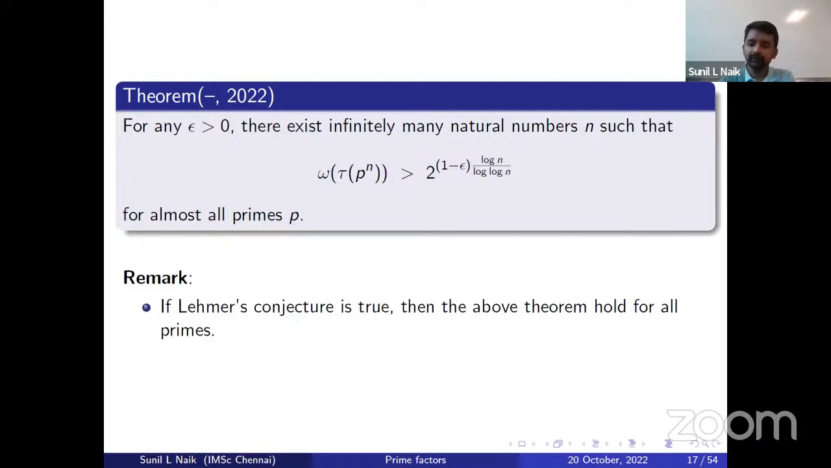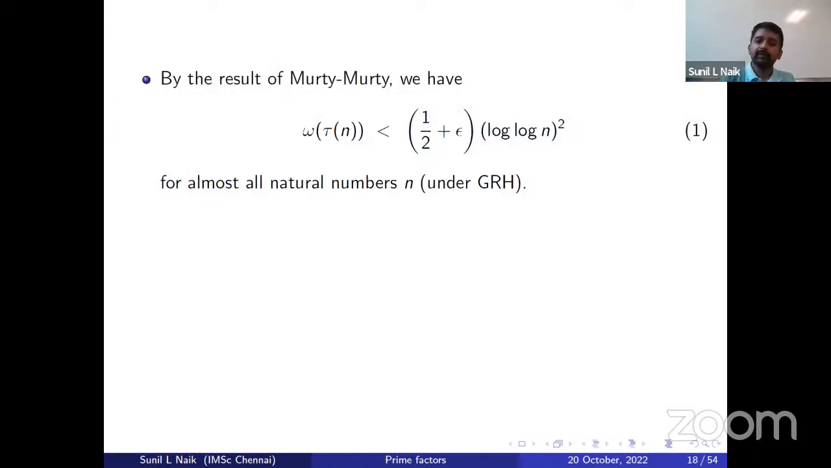The above theorem holds if the lemma conjecture is true; then the above theorem holds for all primes p. We also remark that by the result of Murty and Murty, we have the following upper bound for the number of prime factors of tau of n. Omega of tau of n is bounded above by (1/2 + epsilon) times (log n)^2 for almost all integers n, subject to the generalized Riemann hypothesis.